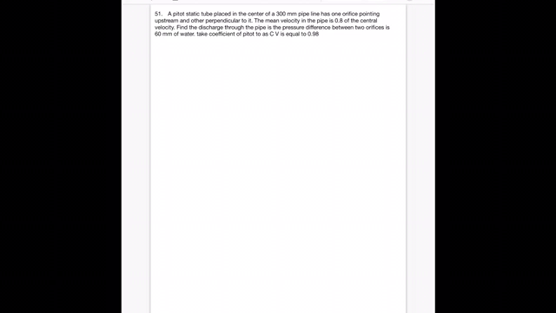Now we shall move to the numericals related to pitot static tube, pitot tube. I hope you all remember what pitot tube was. Pitot tube was a simple device which was used to measure velocity of flow, and the equation was velocity is equal to Cv root 2gh, where h was the differential head.